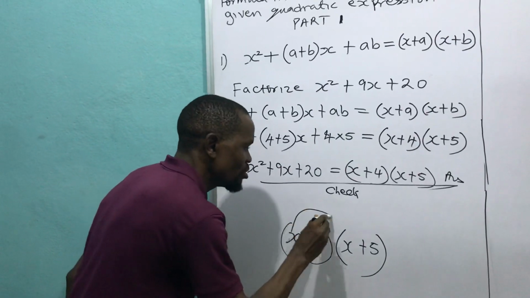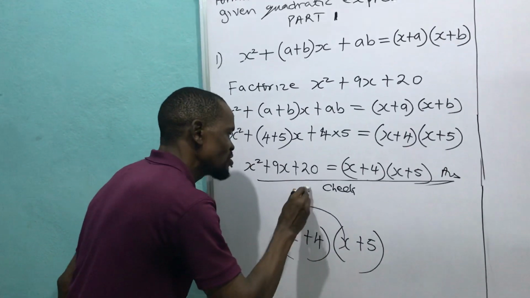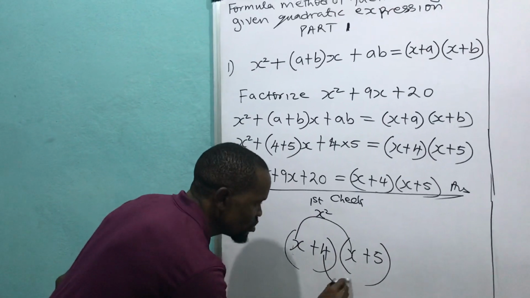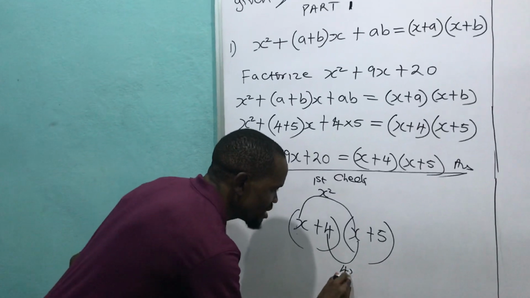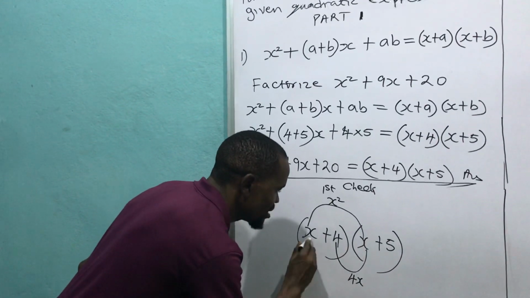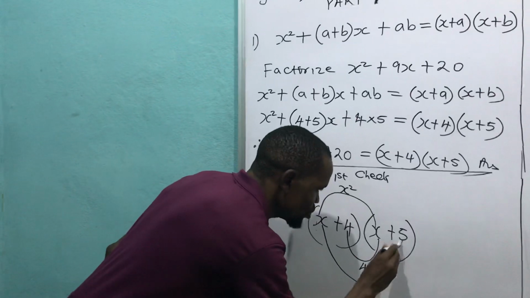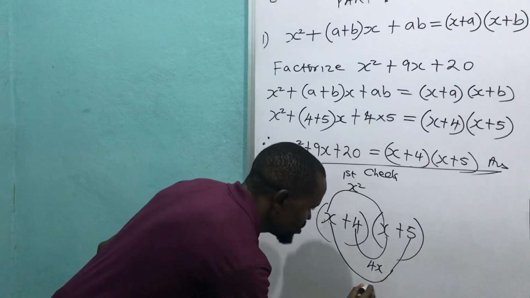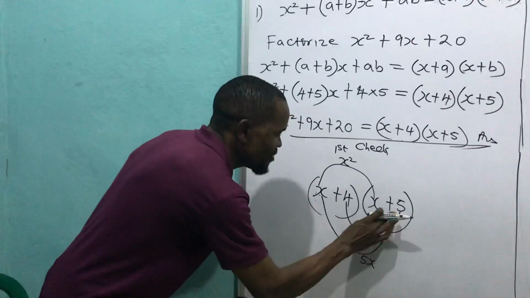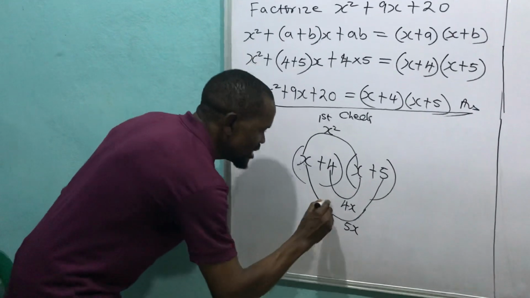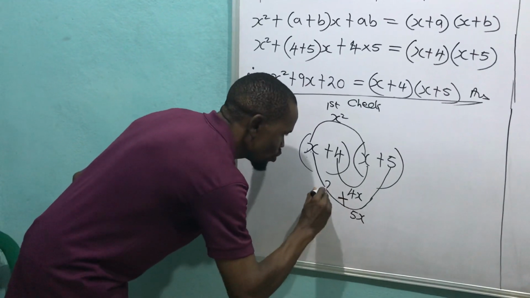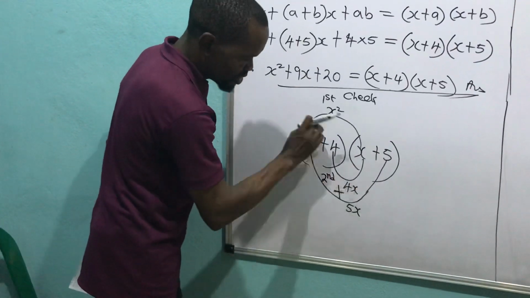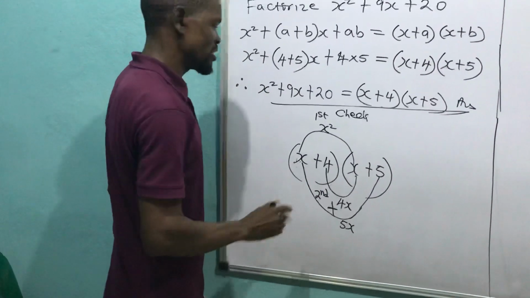My first action: x times x gives me x squared. My second action: x times 5 gives me 5x, and 4 times x gives me 4x. This plus this is what we call the second action.